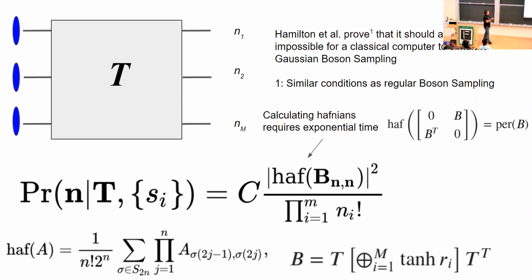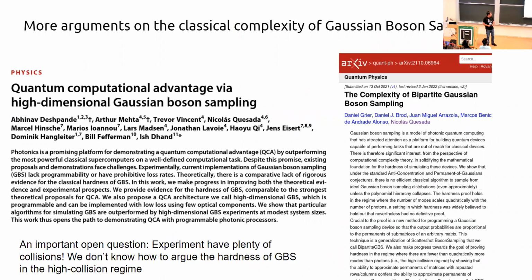So under reasonable conditions, then, Hamilton and his collaborators show that this problem is also hard. And actually, with Jens and Bill Pfefferman, and Jens' student, and Abhinav and Arthur, we further elaborate on these complexity arguments. And there is also a related work, although it takes a different path, about also arguing why Gaussian boson sampling is hard. And in the second work, we remove some of the reasonable complexity theoretic assumptions, where we can actually just circumvent them directly. So that's the only thing that I'll say about these arguments of complexity.